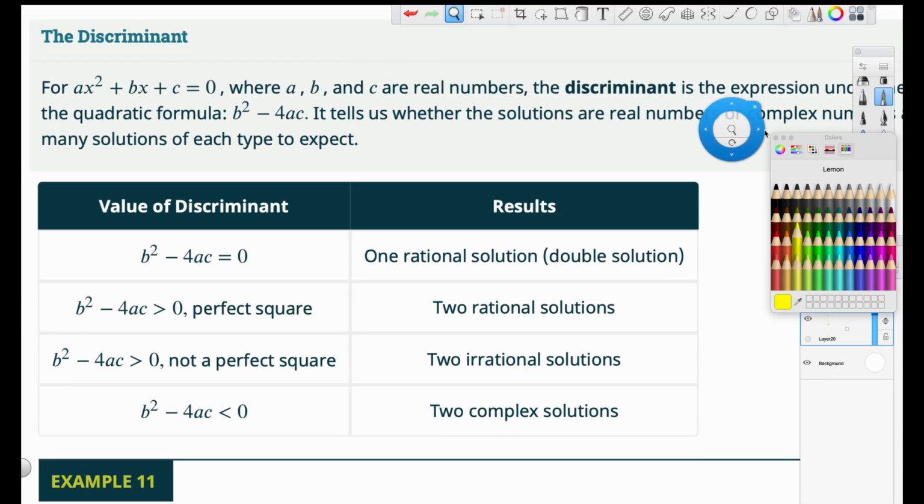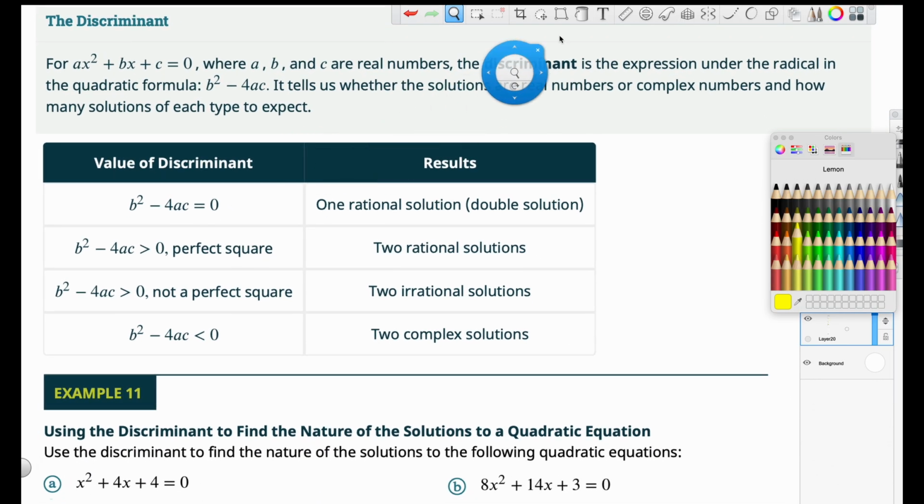So this is called the discriminant. It's the expression under the radical in the quadratic formula, b squared minus 4ac, and it'll tell us this right here. If b squared minus 4ac is 0, there's only one rational solution. It ends up being a double solution, but it's still only one solution.